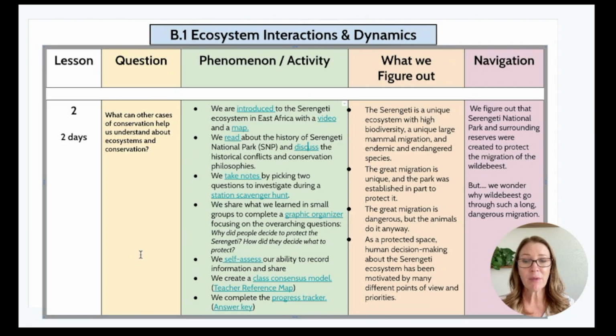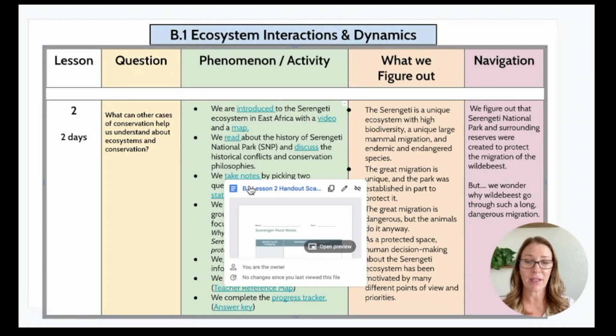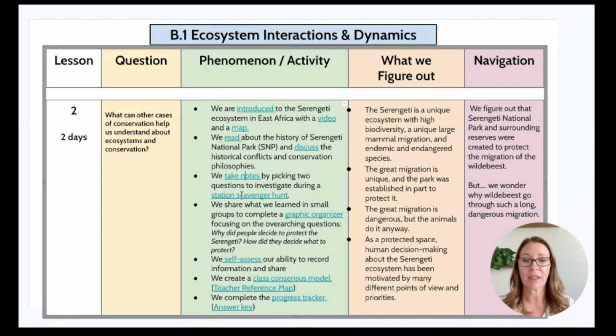And we're going to take some notes by picking two questions to investigate while we look at a scavenger hunt. And so you will see this is the handout that students will use. They're going to write down two questions right here, and then they're going to try to answer those questions with the scavenger hunt. Now, the scavenger hunt is a slideshow.